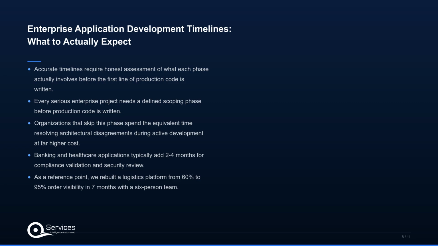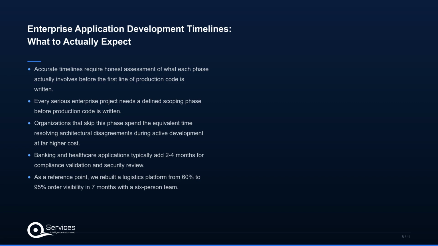A completed discovery phase produces 4 concrete deliverables: a data model, API contracts, an integration dependency map, and a risk register with mitigation plans. A typical mid-size enterprise application with 10 to 20 core modules and 5 to 8 external integrations takes 6 to 8 months of active development with a team of 4 to 8 engineers, assuming clear requirements and available stakeholders for weekly demos.